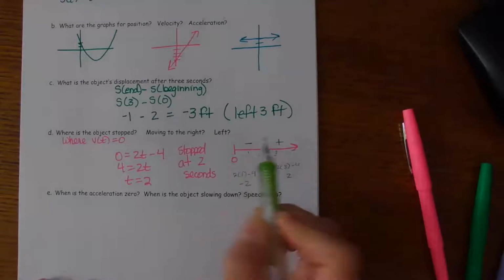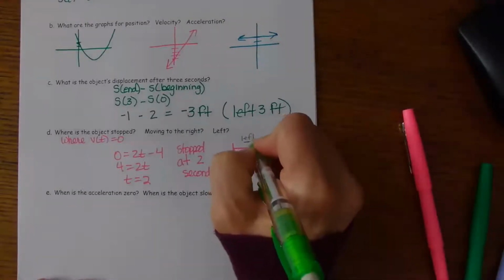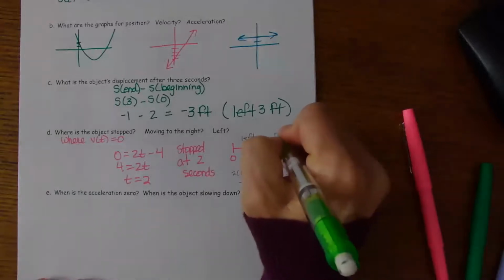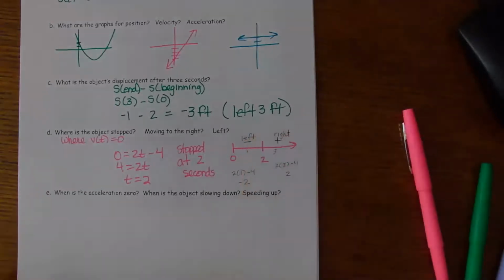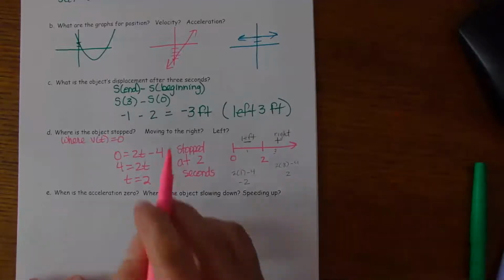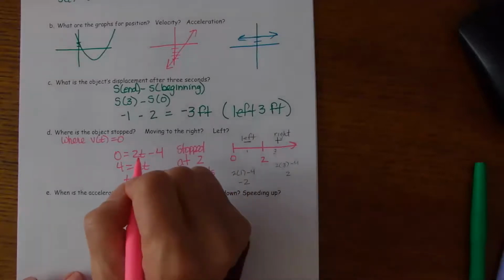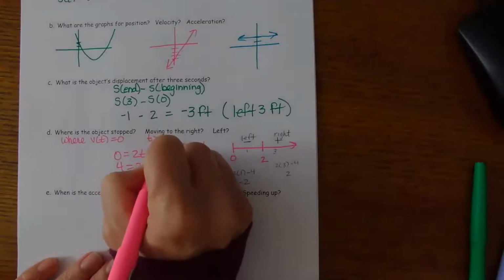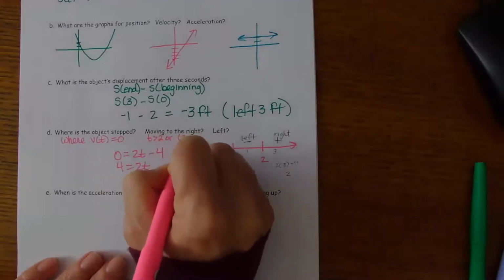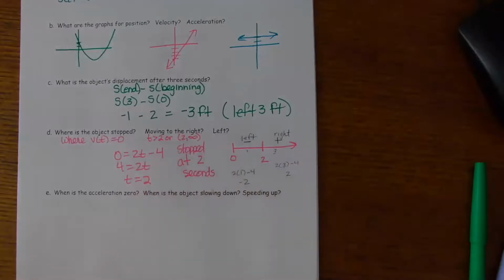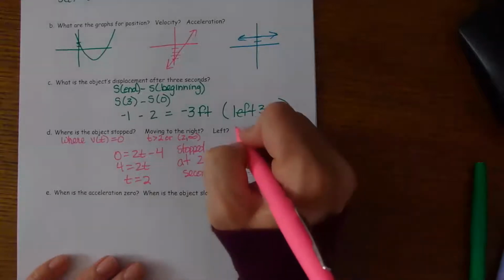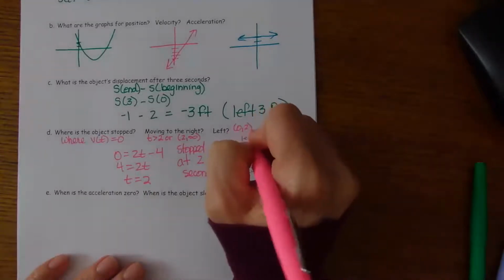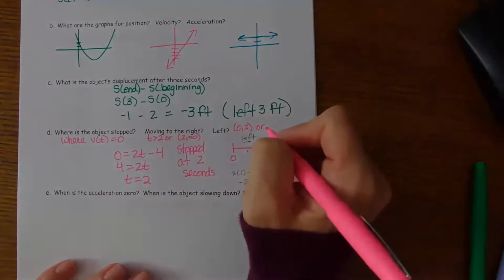So where this is negative, it's going left. Where this is positive, it's going right. This is going to be a skill that you use over and over again. Very important, big concept. So it's moving right, correct? You could say t is greater than 2 or 2 to infinity. You can't use a bracket because at 2, it's actually stopped, right? Where is it moving left? It's moving left from 0 to 2. Or what else could we say?